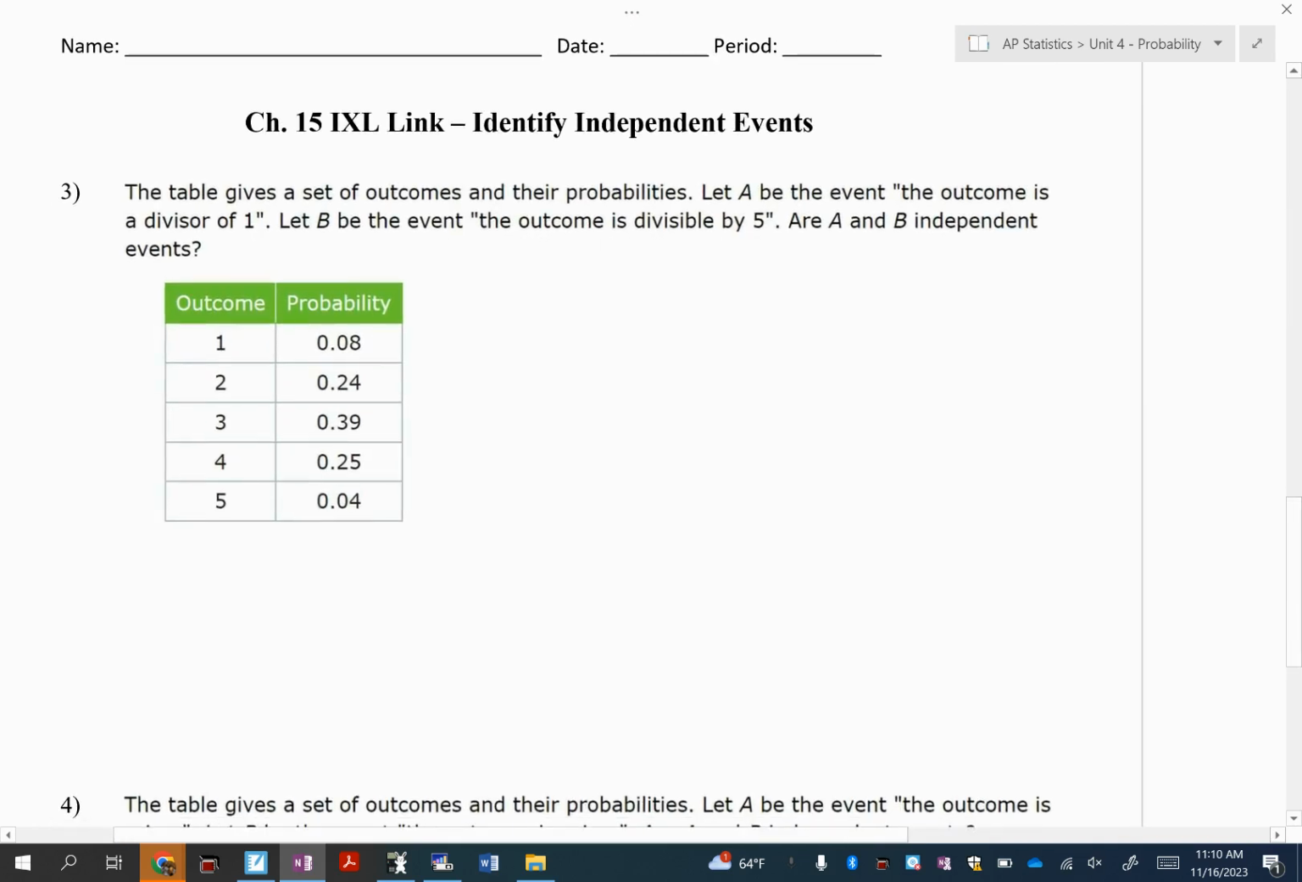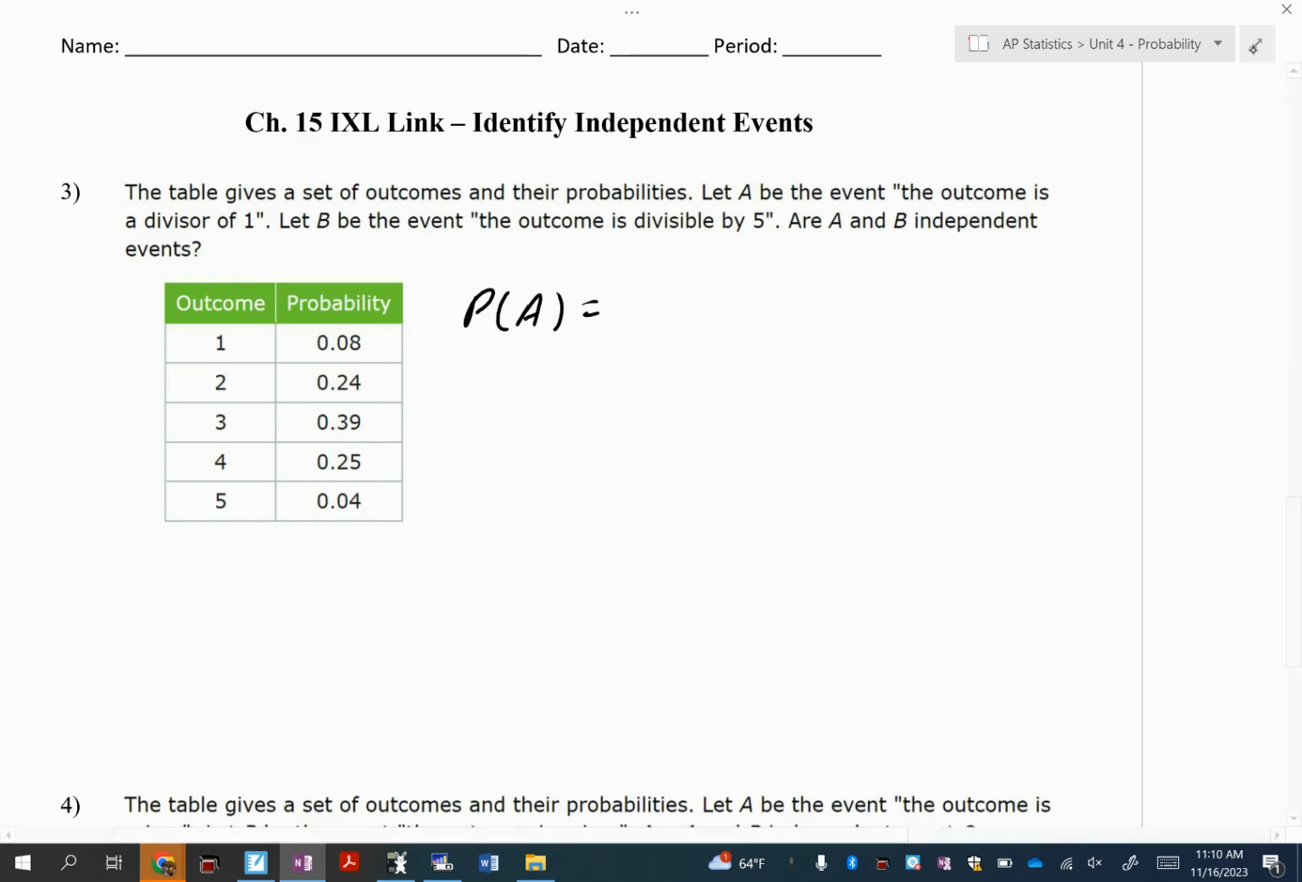Okay. Bring back those tables. I know you guys are excited about this. We're looking to see, is the event "the outcome is a divisor of 1" independent of the event "the outcome is divisible by 5"? Are those independent? So let's choose one. Which one do you want to choose? The first one, A?